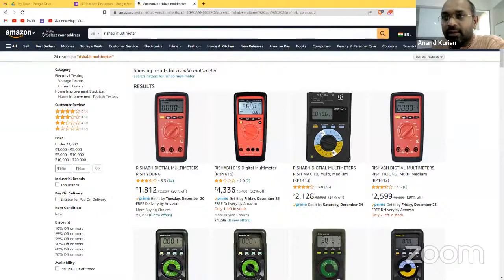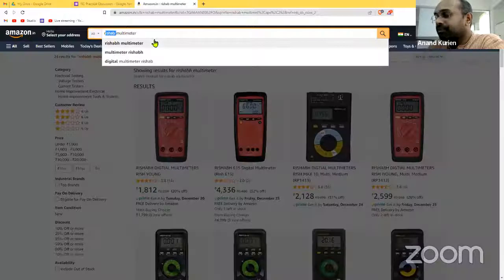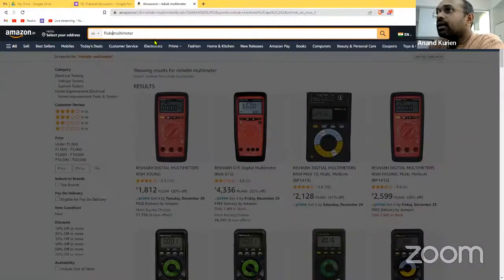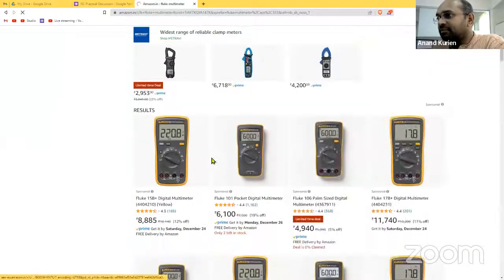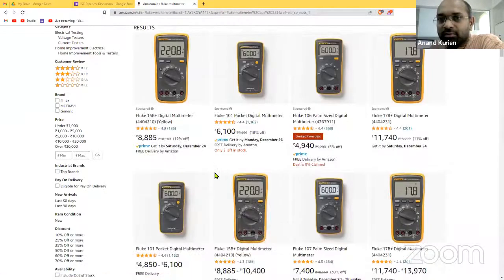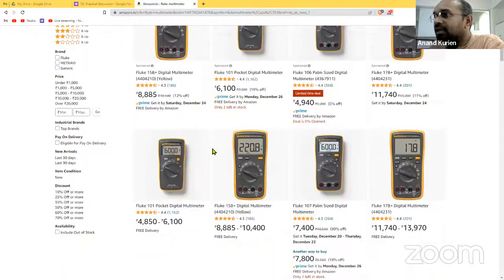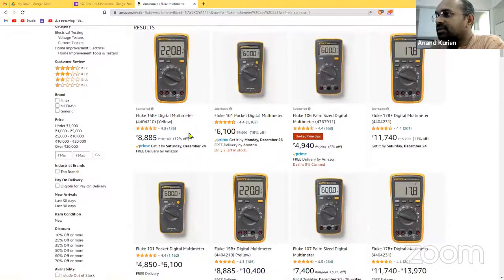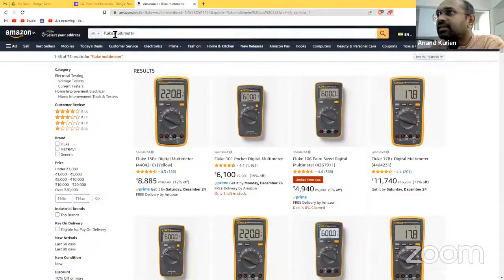And then maybe I should just share my screen and show you what I get. Hold on. Yeah, this is the one called Rishabh. These ones are very good. The other one is called Fluke. These are expensive, but they're exceptionally good. And you have to take care of it. Don't let anybody else use it and all that. Then it will last. You can see the price. Yeah, these are very expensive. The Rishabh one is, I think, the best way.